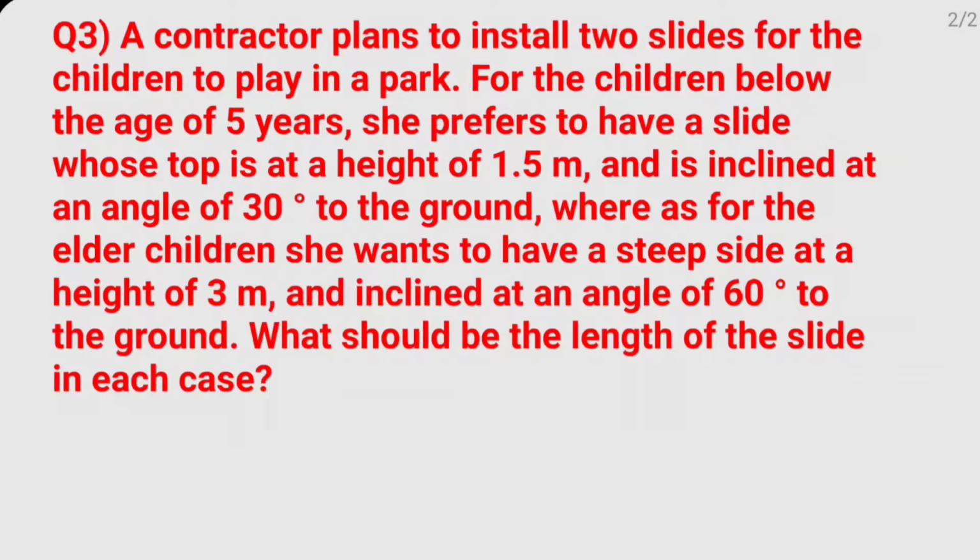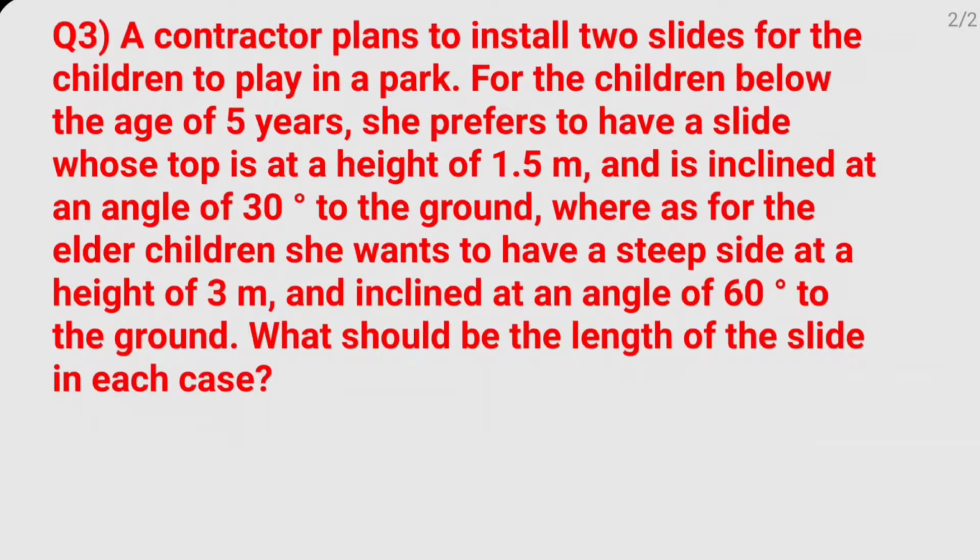A contractor planned to install two slides for the children to play in a park. For the children below the age of 5 years, she prepares to have a slide whose top is at a height of 1.5 meter and is inclined at an angle of 30 degrees to the ground, whereas for the elder children she wants to have a slide at a height of 3 meter and inclined at an angle of 60 degrees to the ground. What should be the length of the slide in each case?